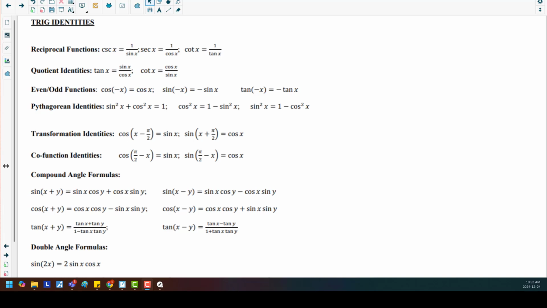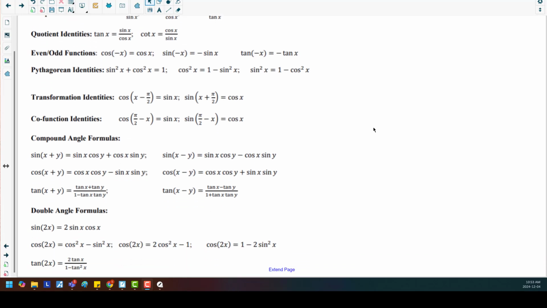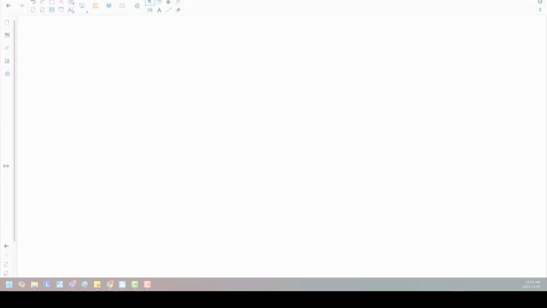Today we are doing Unit 5, Lesson 4. I have uploaded a formula sheet for everyone with all the trig identities shown here. These may not be the majority of the ones that you will require. All right, that being said, let's start with today's example.